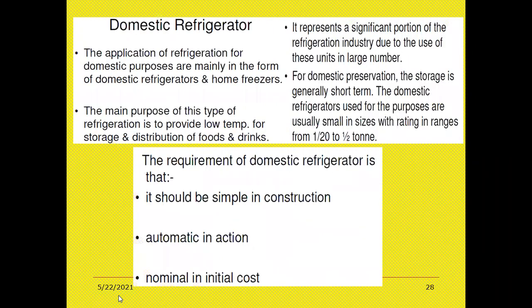The application of this refrigeration for domestic purposes is mainly in the form of domestic refrigerators and home freezers. So we use VCR systems, vapor compression systems, generally for household purposes and home freezers. The main purpose of this type of refrigeration is to provide low temperature for storage and distribution of foods and drinks. Understood?